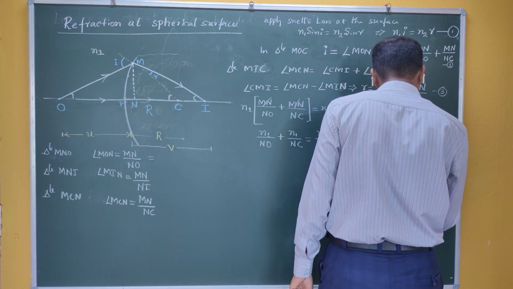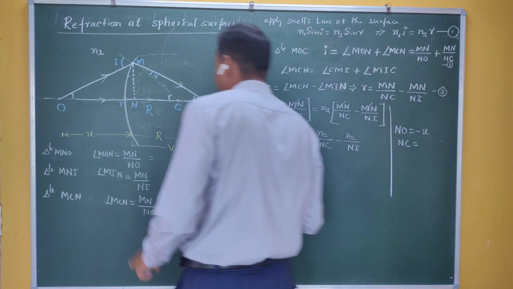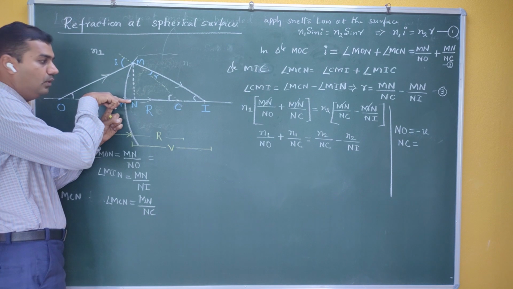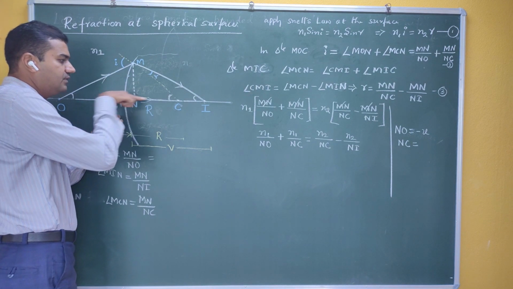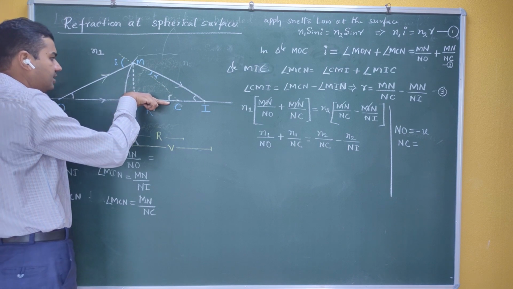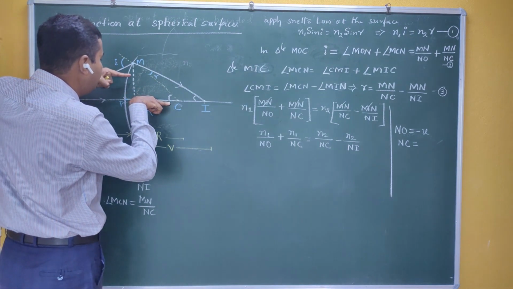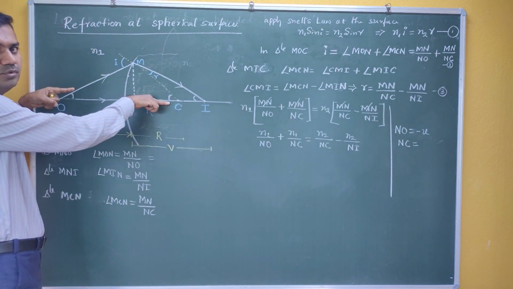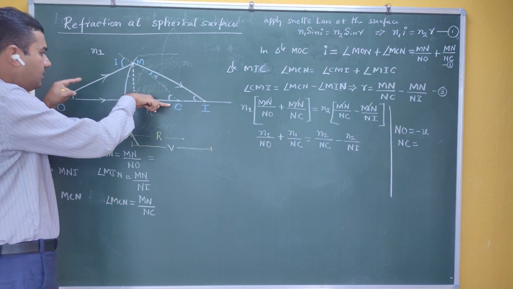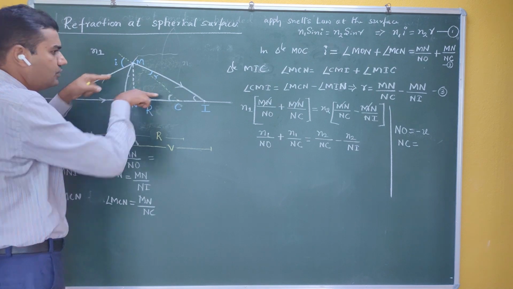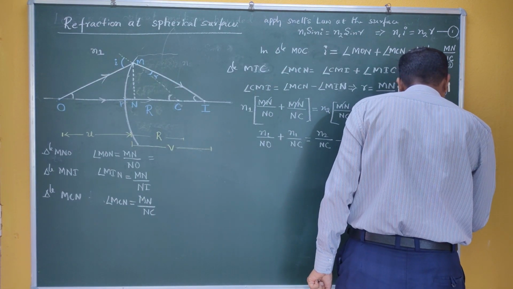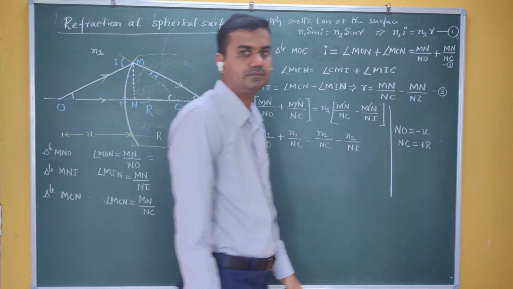Next, let me go for NC. So this is NC. You are starting from the pole, going towards C. This is your radius of curvature R, and you can see here your direction of measurement and direction of incident light are in the same direction. Both are moving from left to right. Your measurement is from left to right and the direction of light is also from left to right. Therefore, NC is taken as plus R.